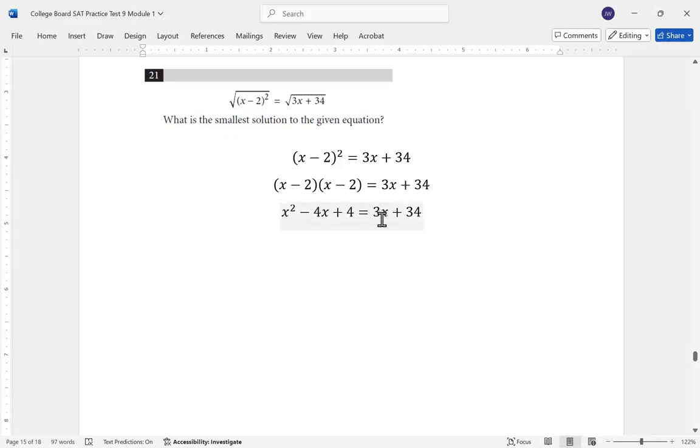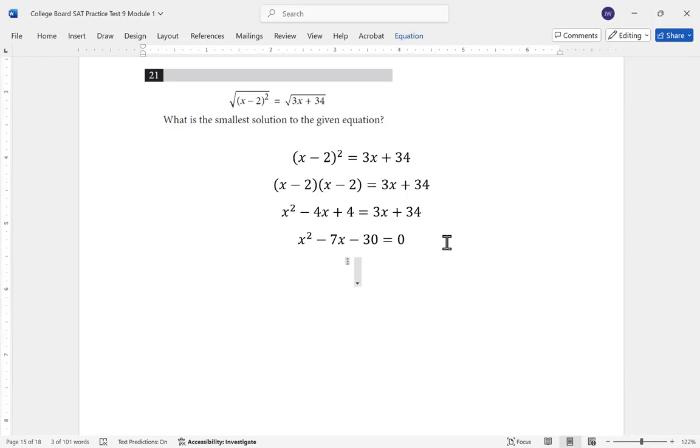And then I'm going to move the 3x over. I'm going to subtract 3x from both sides, and I'm going to subtract 34 from both sides so that one side of that equation is 0. When I subtract 3x from both sides, I get x squared minus 7x. When I subtract 34, I get minus 30 on the left-hand side. If I subtract 3x and then subtract 34 on the right-hand side, I get a 0 on the right-hand side.